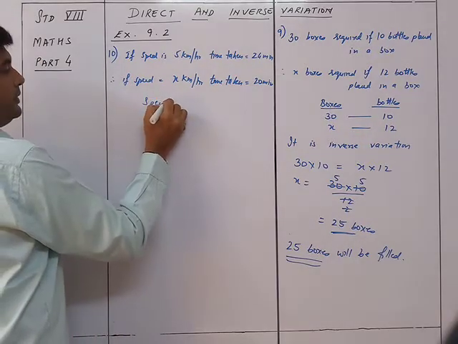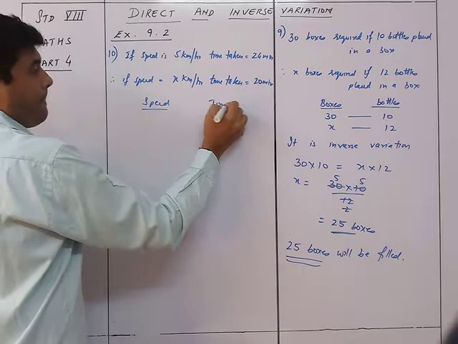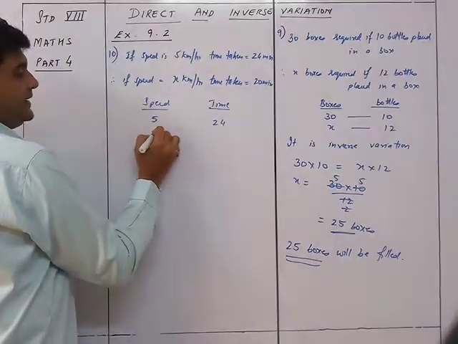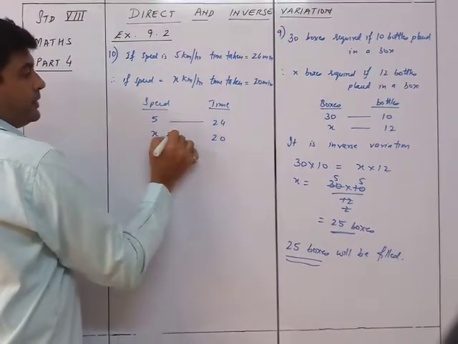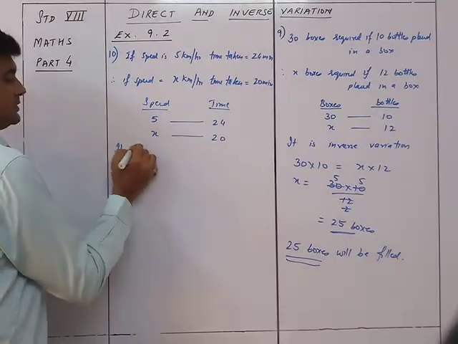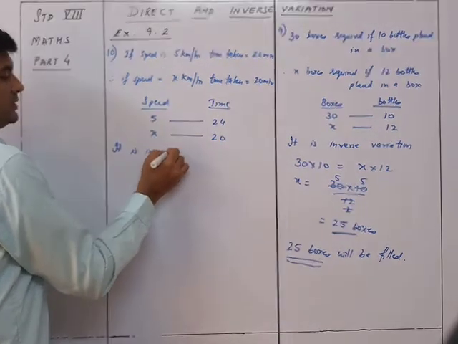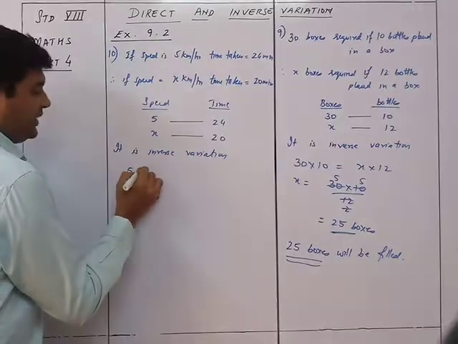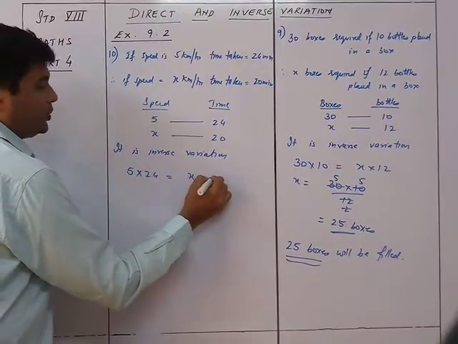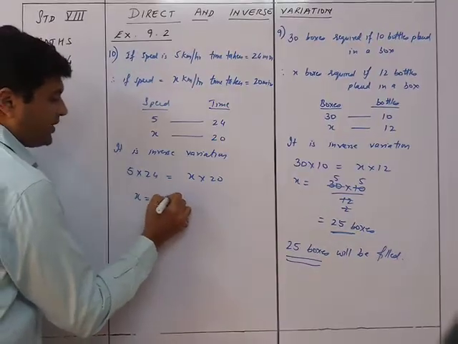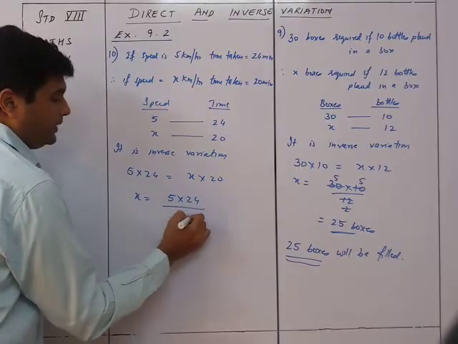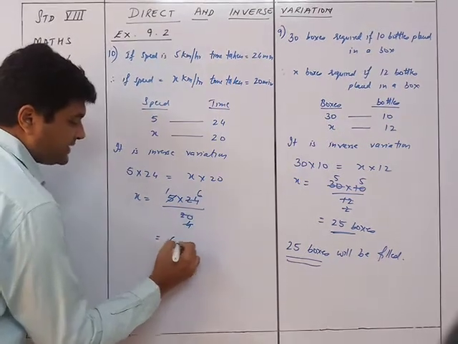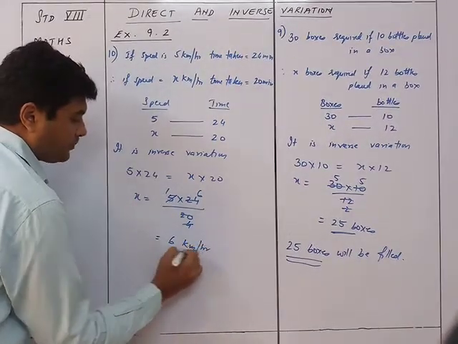So speed and time. Speed 5, time 24. Speed x, time 20. Straight multiply. So it is inverse variation. Accordingly, 5 into 24 is equal to x into 20. So x is equal to 5 into 24 upon 20. 5 4s are 20, 4 6s are 24, that will be 6 kilometers per hour.